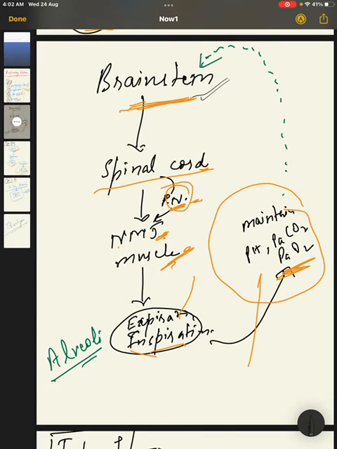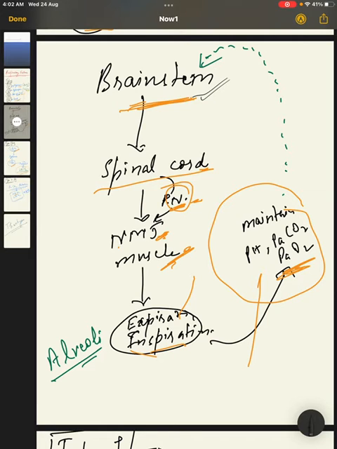Any disturbance in the brainstem, the spinal cord, the peripheral nerve, the NMJ, or muscle disorder, or in the disorder of the bony rib cage and the alveoli, will lead to disturbance in the blood pH and the partial pressure of CO2 and oxygen, and that will lead to respiratory failure. So let's understand the causes of respiratory failure.